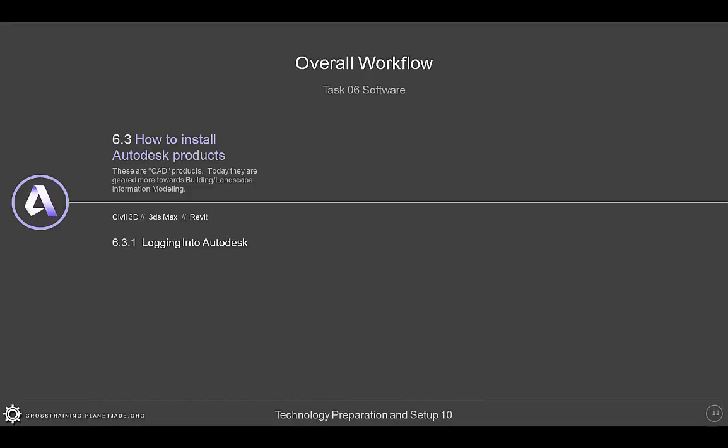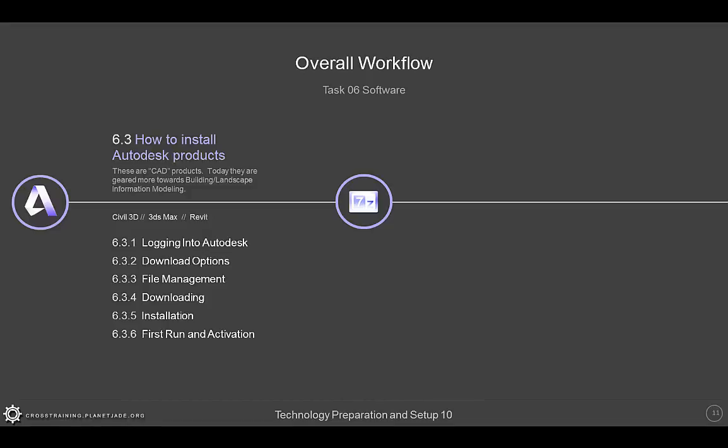So the first thing I'll cover is how to log in, the download options, some file management, downloading the installer to the correct location, the installation, and then the first run and activation. Then we'll jump right into 7-zip.